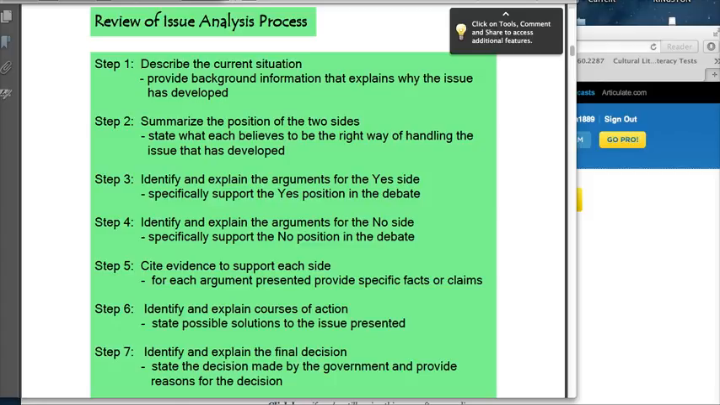Step 6 asks you to identify and explain the courses of action. State the possible solutions of the issue that were presented, not perhaps just the action that was taken, but what are the options. Step 7 asks you to identify and explain the final decision. State the decisions made by the government and provide the reasons for the decision.